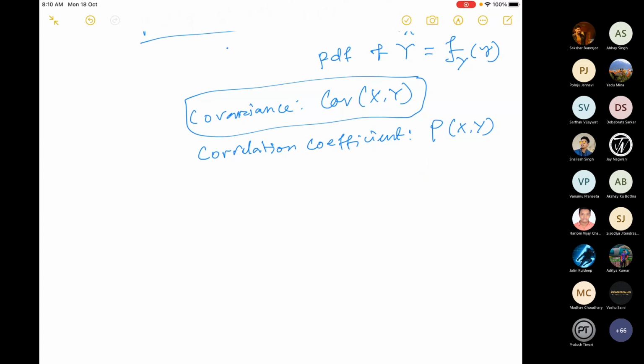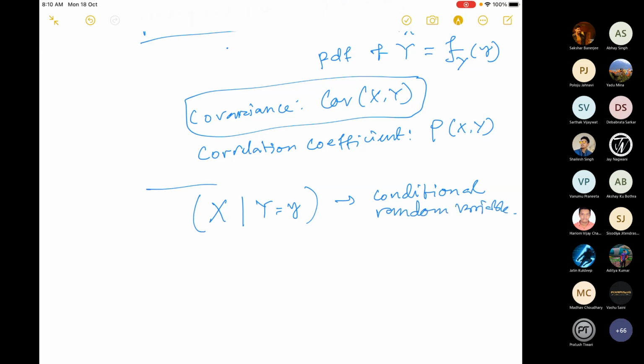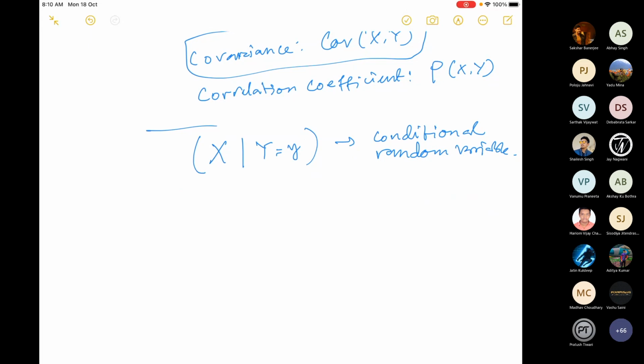And then we introduced what is called the conditional random variable. Since we have a pair of random variables here, we can say marginal PDF given Y assumes some value small y. Then this is also a random variable, and we call it the conditional random variable. And then we said, okay, since it is a random variable, we can also talk about its mean and its variance. So then we defined the concept of conditional mean.